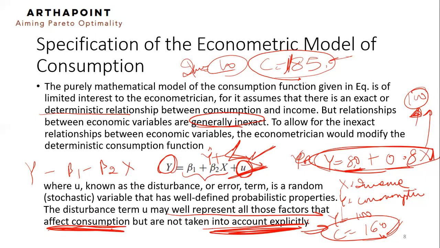That error tells you that you did not take into account the wealth of the family, which actually affected the consumption of the individual. So that is what an econometric model is. It goes ahead and takes into consideration the inexact relationship between economic variables.